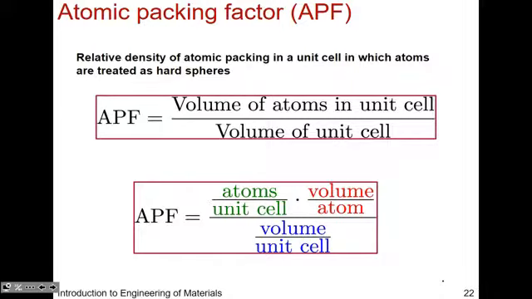And then you need to know that's normalized by the volume of the unit cell itself. So you see some of the cubic systems, well, the volume of a cube is just a cube. It is just that simple.